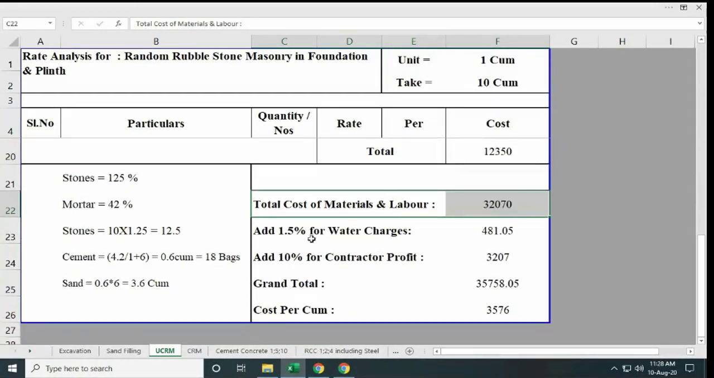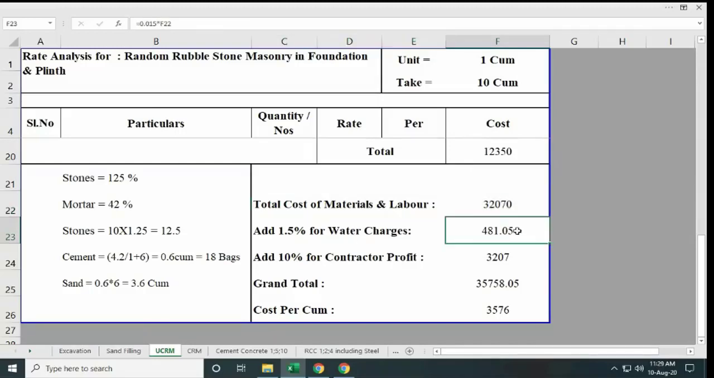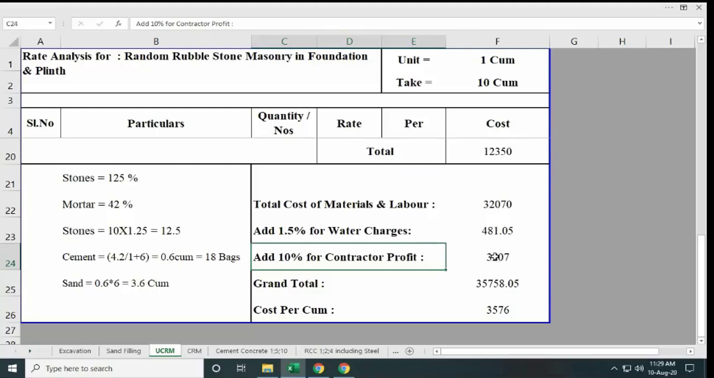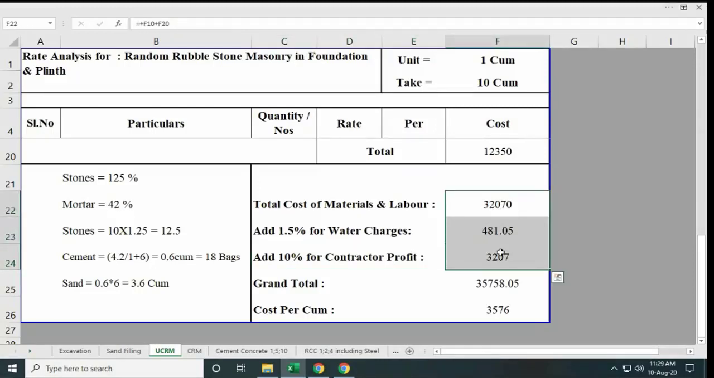Then next we are going to add 1.5 percent for water charges, right? The next is 10 percent contractor's profit on this. Don't add this, and calculate 10 percent on 32,070, which is 3207. Then next we add up these three amounts, and you will get the final amount.